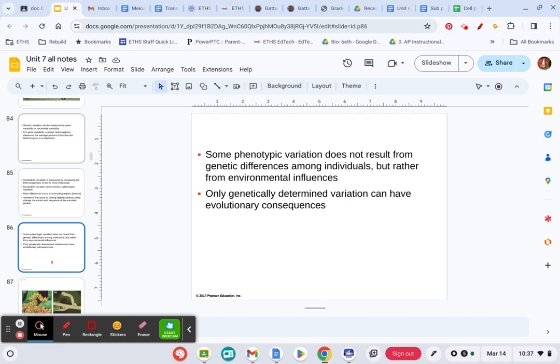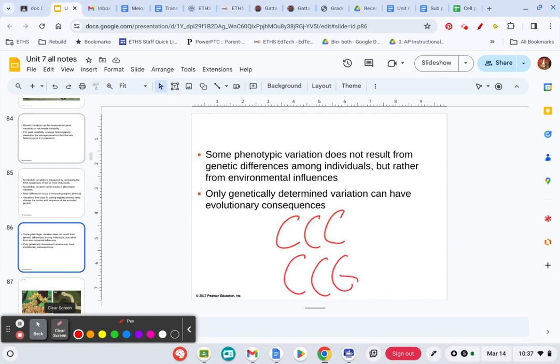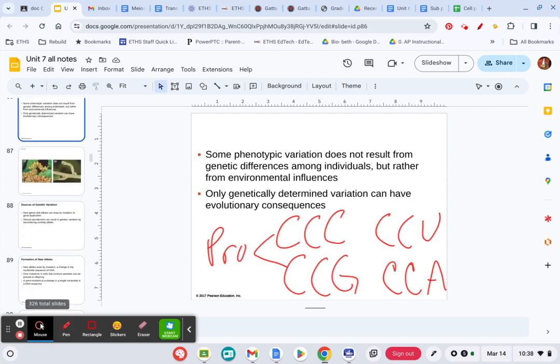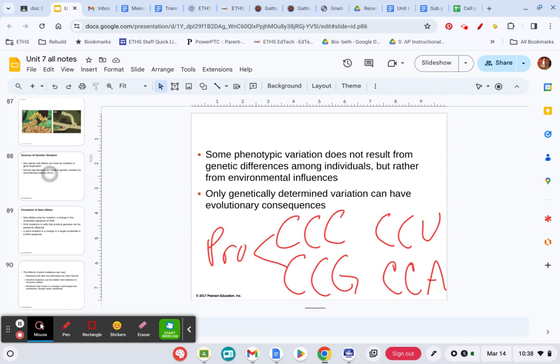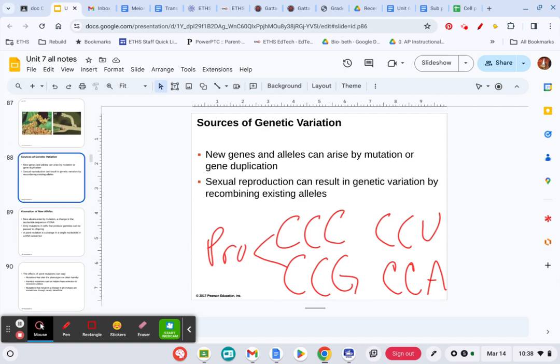So, the amino acid CCC, CCG, CCU, and CC, what am I missing? A. These all code for the same amino acid, which is proline. So it doesn't matter if that last one changes. And I'm kind of getting ahead of myself because mutations are coming up actually. So let's skip over that.